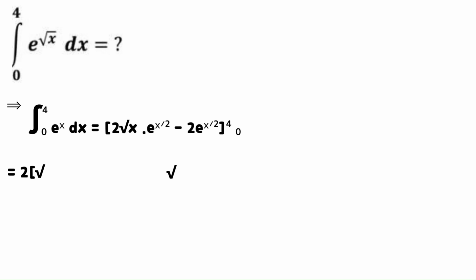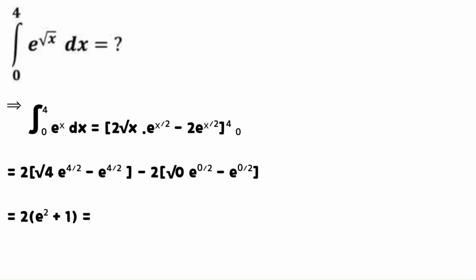It implies that the integration of e to the exponent of the square root of x dx within the limit of 0 to 4 equals 2 times the product of the square root of x and e to the power of the square root of x minus 2 times e to the power of the square root of x within the limit of 0 to 4, which equals the product of 2 and the sum of e to the power of 2 and 1. The result simplifies to the sum of 2 times e to the power of 2 and 2, as shown on the screen.